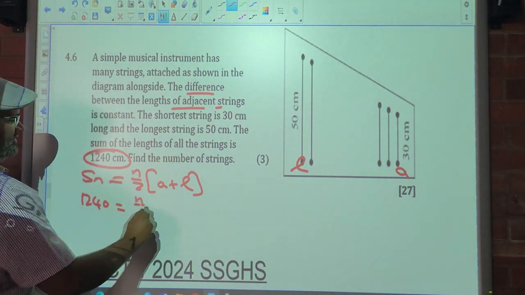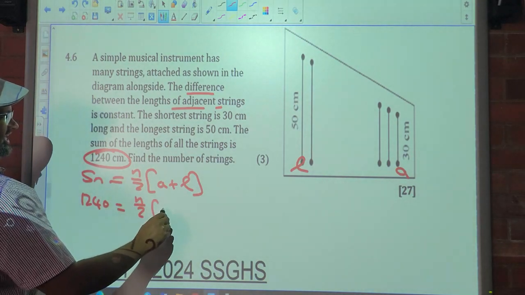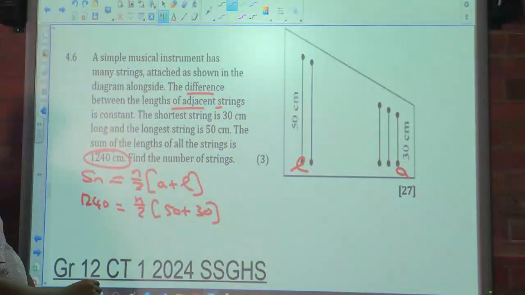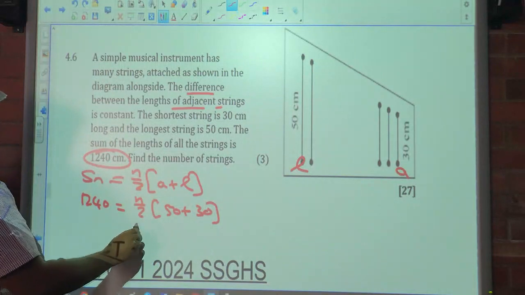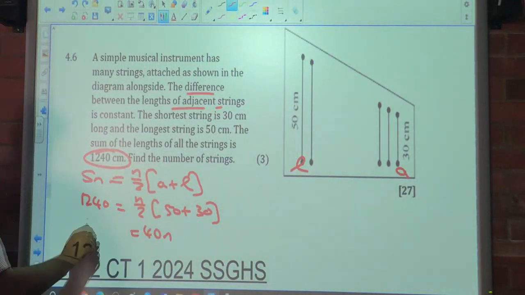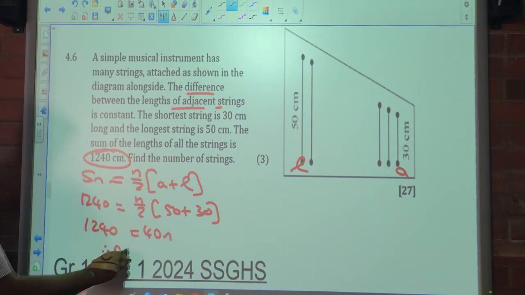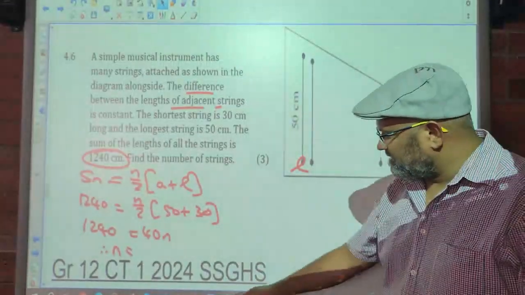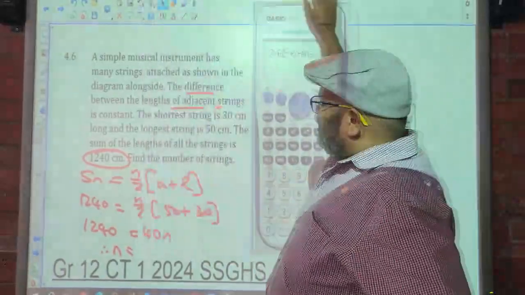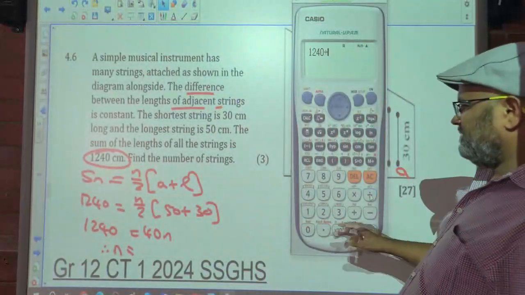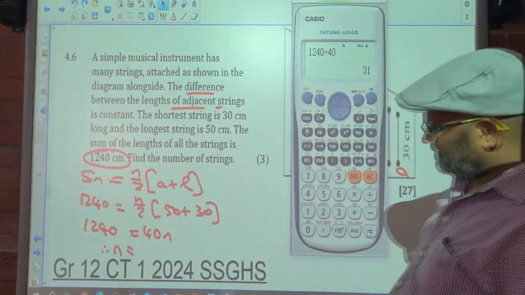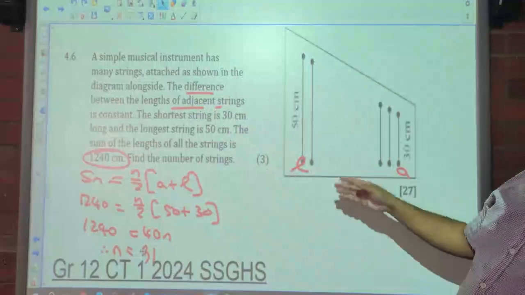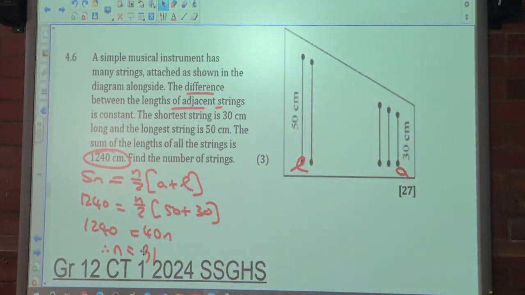1240 is equal to n over 2 into (a is 50 plus l, which is 30). So that's 80, divided by 2 is 40. So therefore n is equal to, I think it's going to be 31. The 1240 divided by 40 is 31. So what does that mean, people? There are 31 strings.